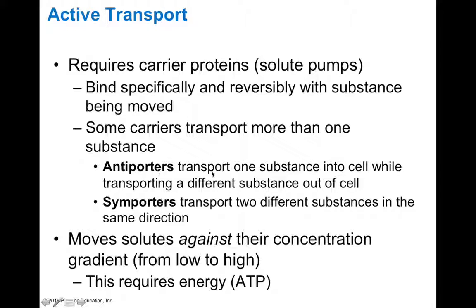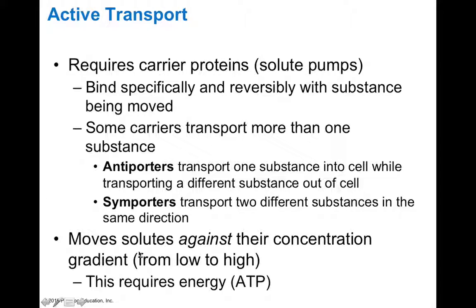An antiporter is one which transports a substance into a cell while transporting a different substance out of a cell. So anti, meaning against, is a type of carrier protein that can actually help transport molecules in opposite directions. Symporters are ones which transport different substances in the same direction. So an example of a symporter could be like sodium-glucose transport, where sodium and glucose move in the same direction into the cell. And because they're going in the same direction, we call that a symporter.